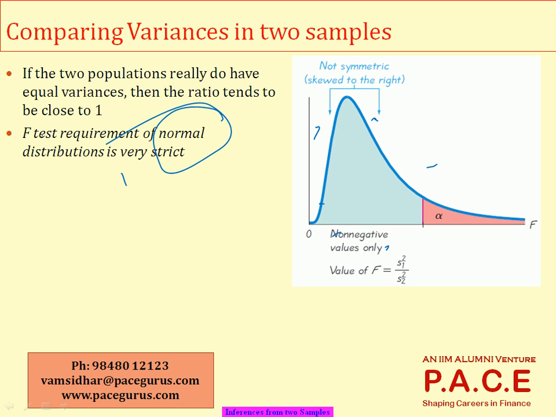And if the variances of the two populations are equal, then F, which is S1 squared by S2 squared, will come out very close to 1, which means in that case I can directly conclude that there's not much of a difference between the variances of these two populations.